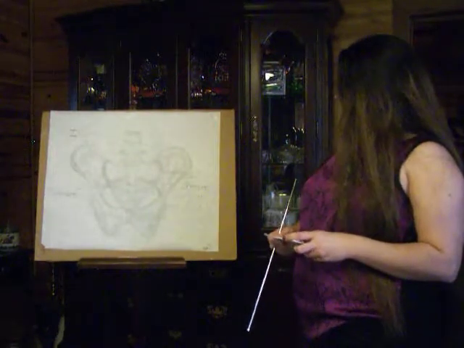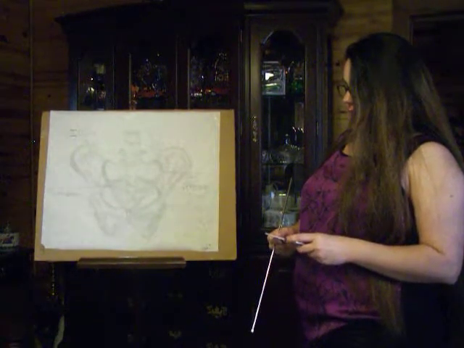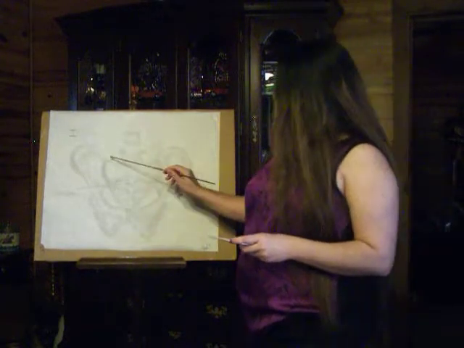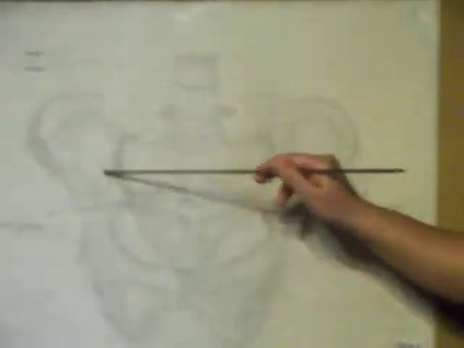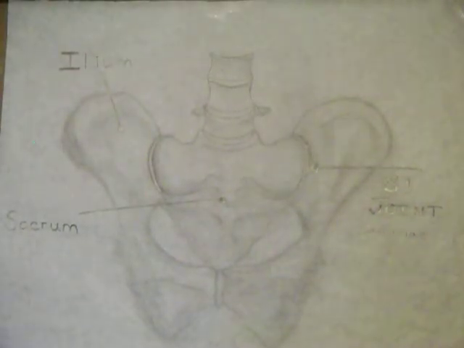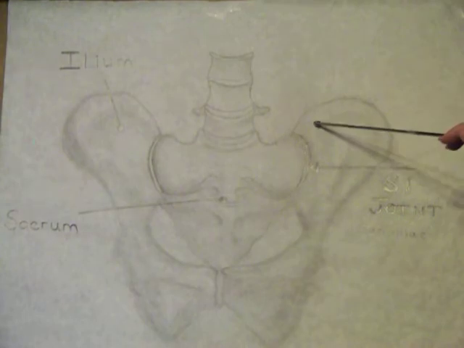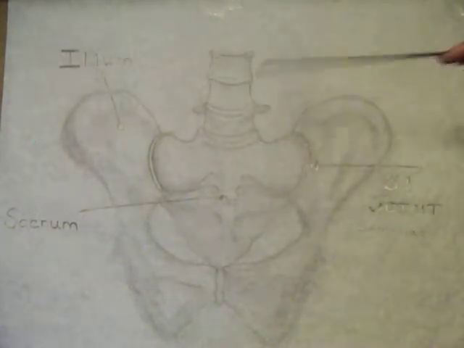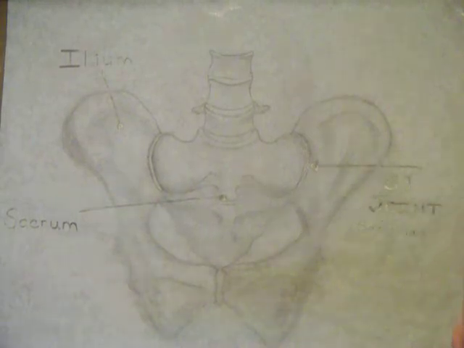The sacroiliac joint is made up of cartilage and ligaments, and it does provide a small amount of movement. The main function, however, is that it works as a shock absorber, and it distributes weight from the upper part of your body to your legs.